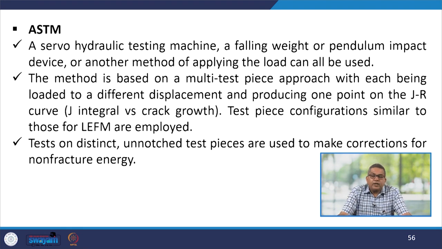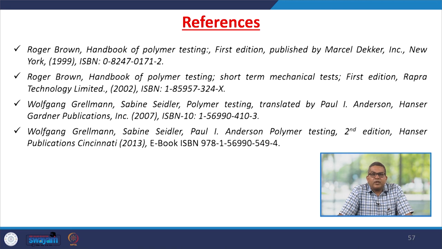A servo hydraulic testing machine, a falling weight or a pendulum impact device or another method for applying the load can all be used under ASTM. The method is based on the multi-test piece approach, with each being loaded to a different displacement and producing one point on the JR curve, and test piece configurations similar to those of LEFM are employed. Now, tests on distinct unknown test pieces are used to make corrections for non-fracture energy.